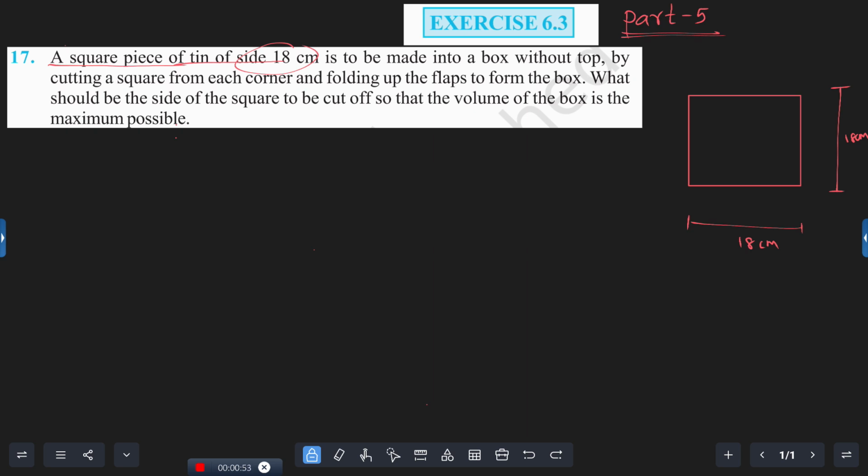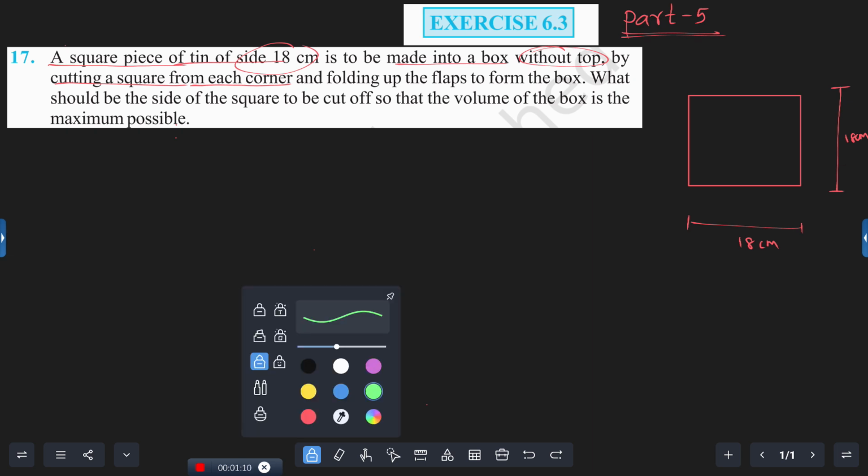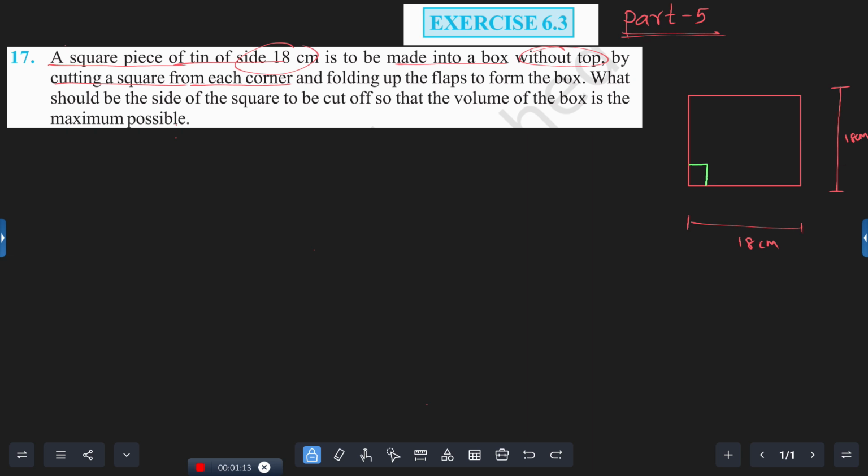Now it is to be made into a box. See, that square piece is made into a box without a top. The top is not forming. How will they do it? By cutting a square from each corner. So in the corner they will be removing a square piece, here, and the same size of square piece here. All four corner square pieces will be removed. Removed means it's not there after the cuts. Understand? That is the meaning. I hope you understand what I'm speaking.